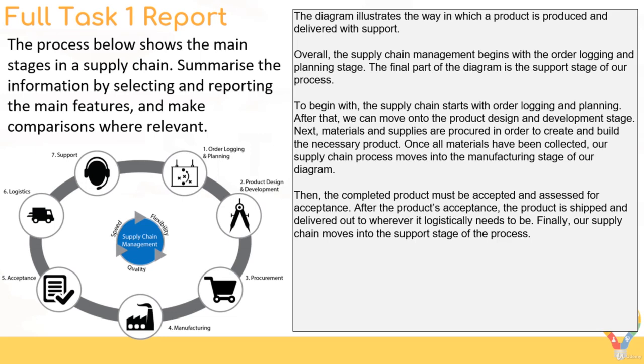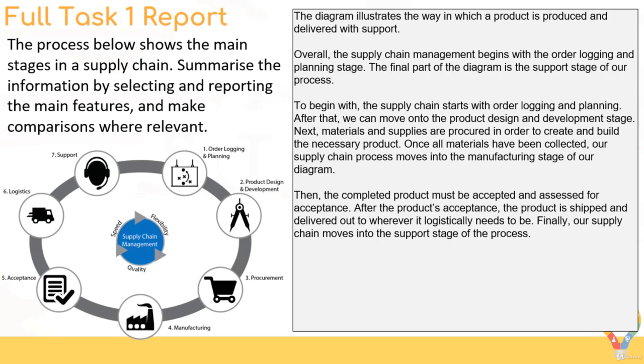The diagram illustrates the way in which a product is produced and delivered with support. Overall, the supply chain management begins with the order logging and planning stage. The final part of the diagram is the support stage of our process. That's my overview there. To begin with, the supply chain starts with order logging and planning. After that, we can move on to the product design and development stage. Next, materials and supplies are procured in order to create and build the necessary product.